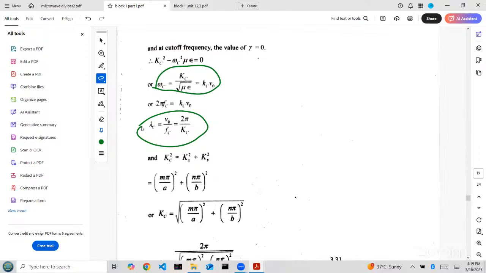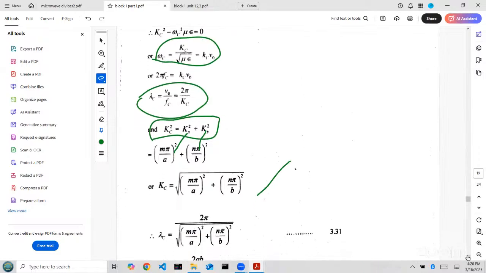What is the Kc formula? Kc square equal to Kx square plus Ky square. What is Kx? M pi by a, whole square. What is Ky? N pi by b. Substituting those things and removing the square, we get the square root. We got the Kc value: Kc equal to the square root of (m pi by a) whole square plus (n pi by b) whole square.